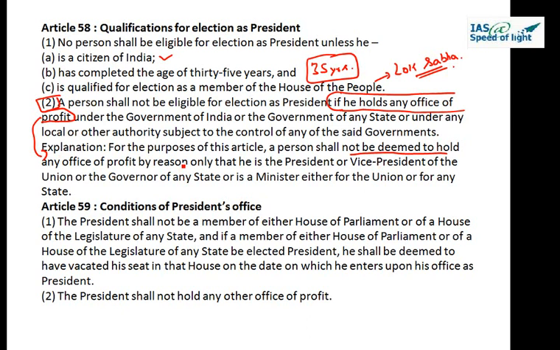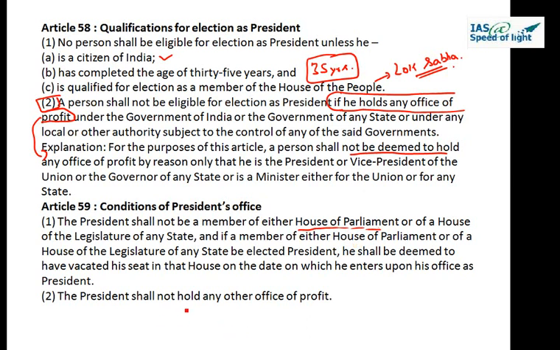Now coming to Article 59, which is the conditions of president's office. The president shall not be a member of either house of Parliament, that is the Lok Sabha and Rajya Sabha, or of the house of legislature of any state. If a member of either house of Parliament or the legislature of any state is elected as president, he shall be deemed to have vacated his seat in that house. So if a person who is a minister in a state legislature becomes the president of India, then he is deemed to have vacated that position in the state legislature.